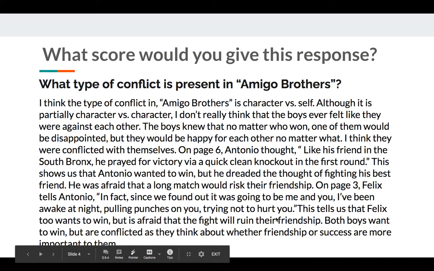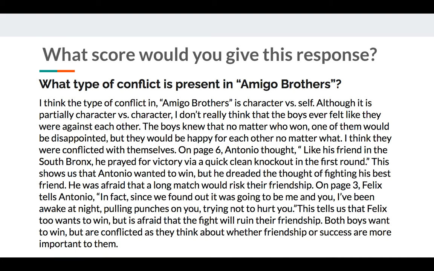Okay, let's look at another. What score would you give this response? This question is, what type of conflict is present in Amigo Brothers? It says, "I think the type of conflict in Amigo Brothers is character versus self. Although it is partially character versus character, I don't really think that the boys ever felt like they were against each other. The boys knew that no matter who won, one of them would be disappointed, but they would be happy for each other no matter what. I think they were conflicted with themselves. On page 6, Antonio thought, 'like his friend in the South Bronx, he prayed for victory via a quick, clean knockout in the first round.'